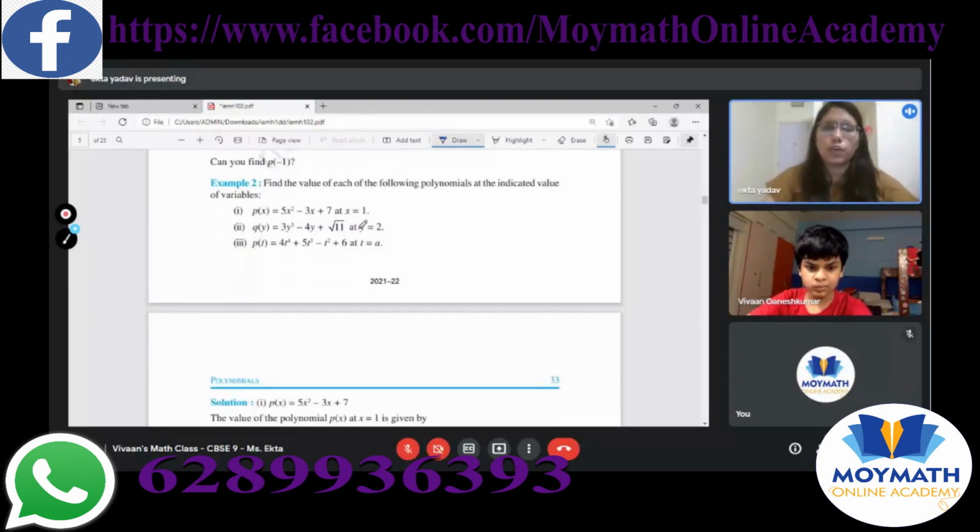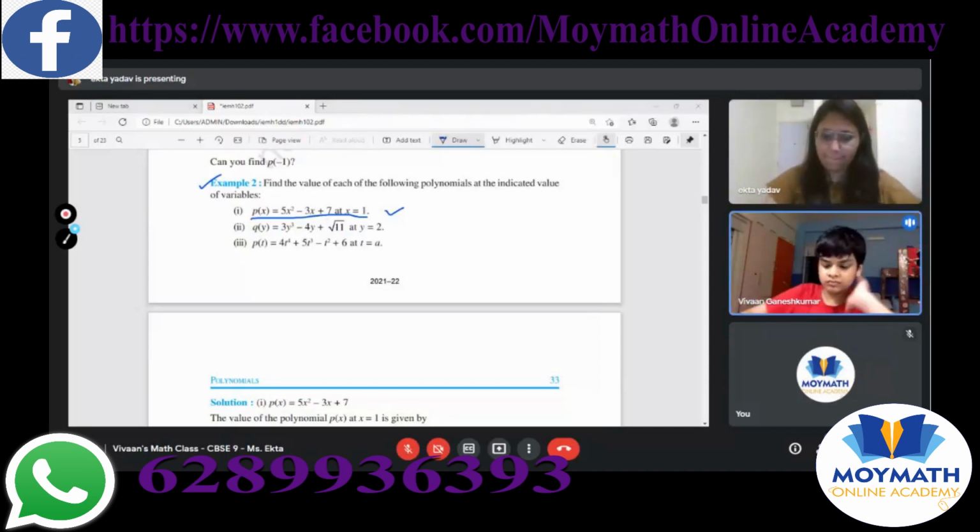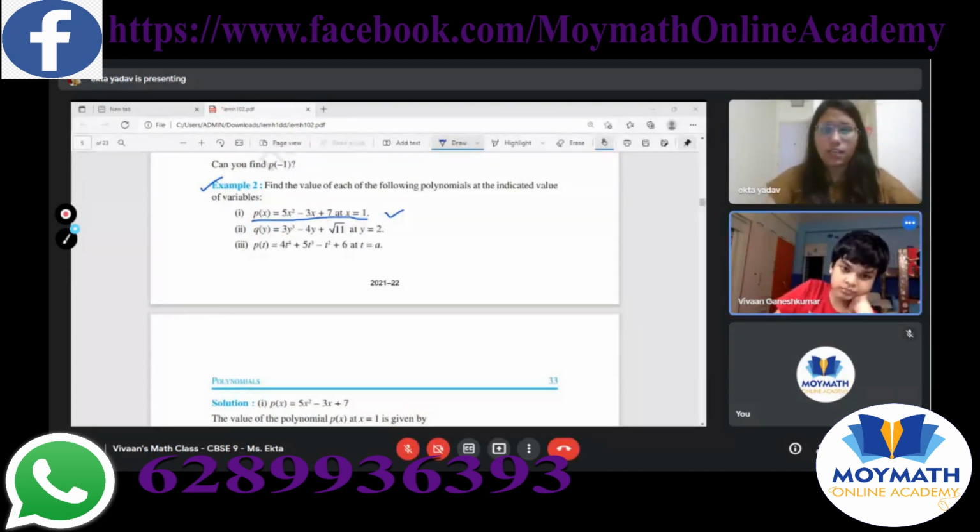Now here is some examples. Example number 2 we are going to do. They have given you a polynomial and one value of the variable. You have to check whether it is a zero of this polynomial, yes or no. The first polynomial is 5x to the power 2 minus 3x plus 7, and you have to check whether x equal to 1 is a zero of this polynomial or not. Put 1 in place of x, solve it, and tell whether it turns into 0 or not.